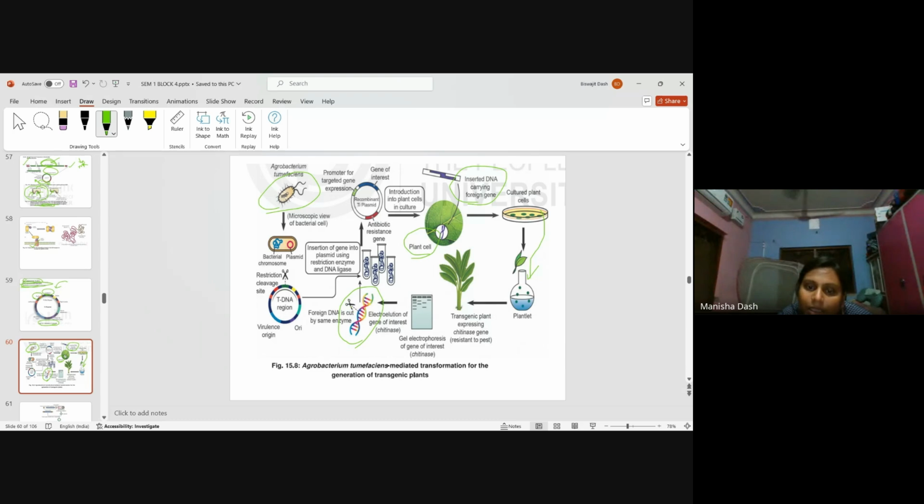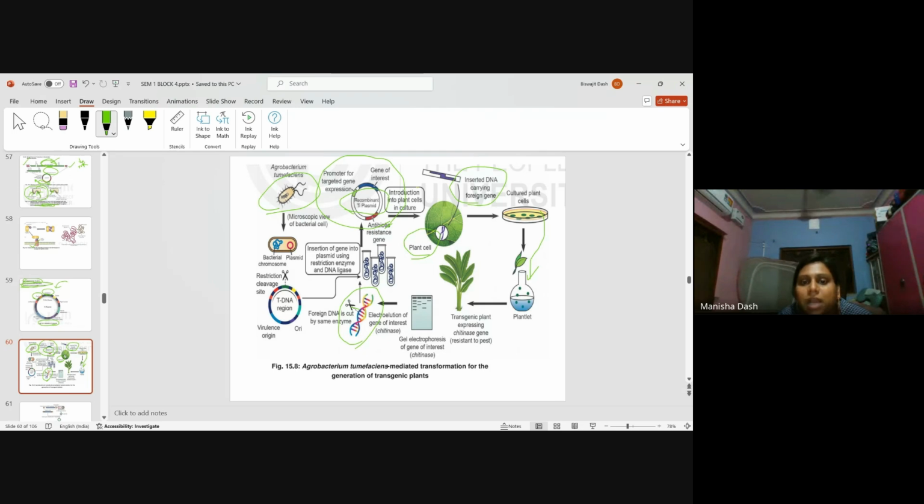So this is also cut by the same restriction enzyme, and it will have exactly the complementary sticky ends against the T-DNA. Okay, so they will go and integrate here, and this is your vector that is carrying the gene of your interest, and there is the promoter for the targeted gene expression. Now this is what is called a recombinant vector, or a recombinant Ti plasmid, and this is the antibiotic resistance for selection, to check whether the gene of your interest has been inserted or not.